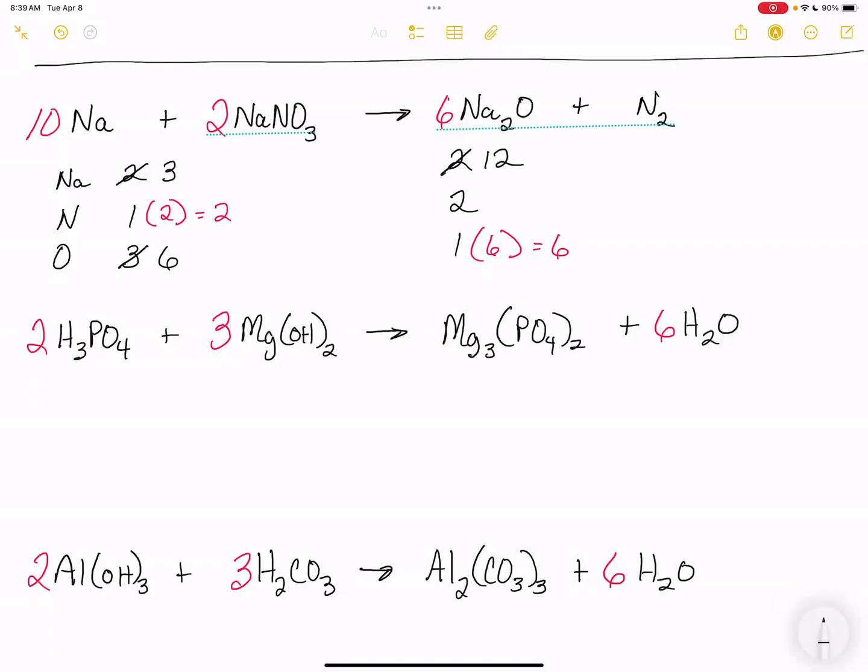Okay, let's look at these. So the very first one, I did give you the answers. It's 10 sodium plus 2 sodium nitrates goes to form 6 sodium oxides and a nitrogen.